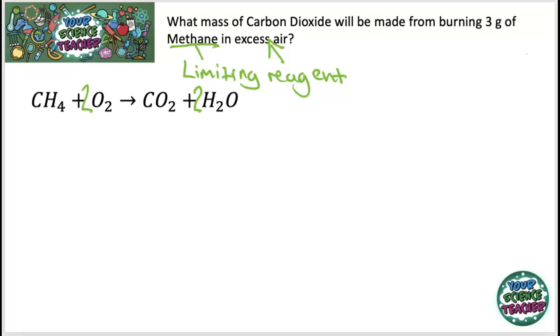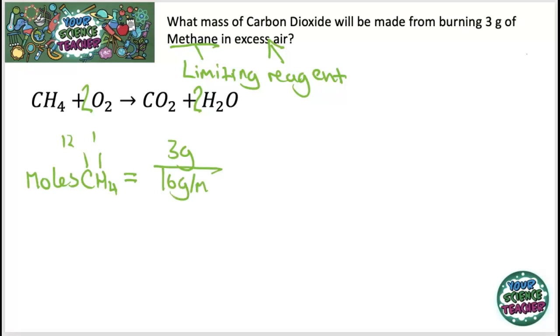The thing to do is work out how many moles of my limiting reagent I have. So let's have a look at my methane, my CH4, and it says that I've got 3 grams of it. So I'm going to work out my moles of methane then, and that will equal 3 grams divided by the RFM of methane, which carbon has a relative atomic mass of 12, and every hydrogen has a relative atomic mass of 1. So it's going to be 12 plus 4, which is 16 grams per mole. And when I do that, I find out that I have 0.1875 moles.